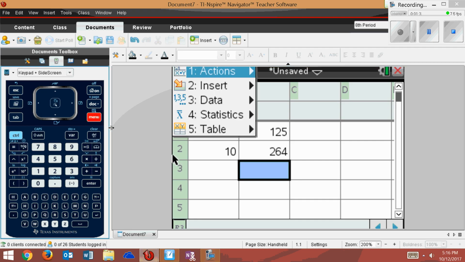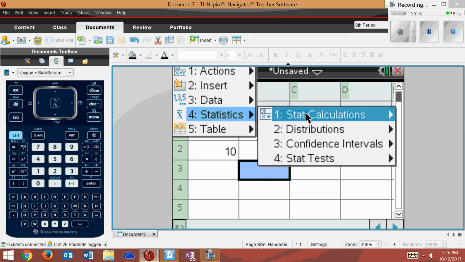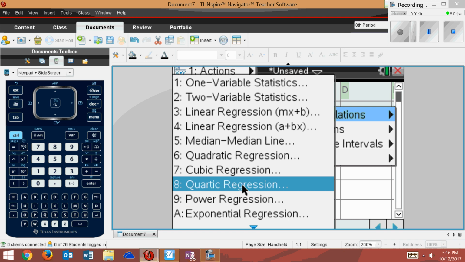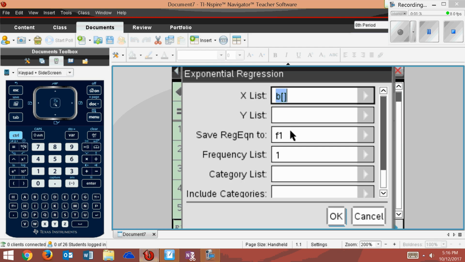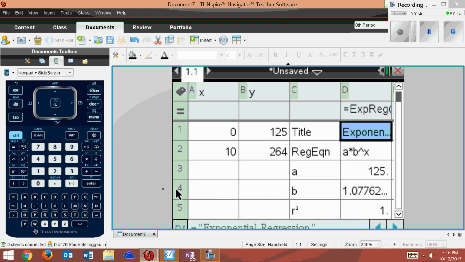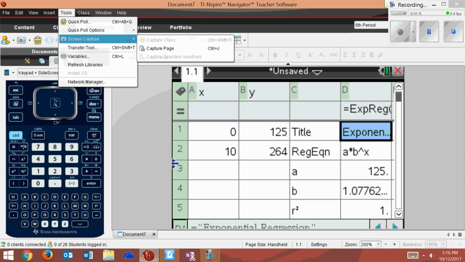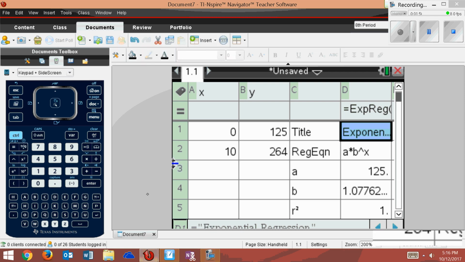So over here, what you do is you press Menu, go to Statistics, and then Stat Calculations. We're going to choose Exponential, which is there. For X list, you have to put in X. For Y list, you put Y. It'll automatically copy your answer over to F1. Press Enter, and these are my values. So again, it has a times b to the power of x. These are my a and my b here. So I'm going to take this over.